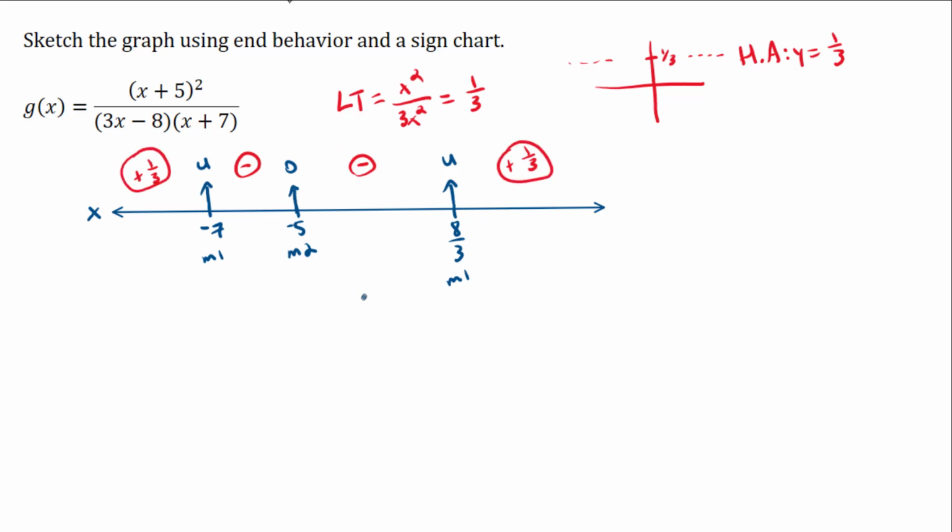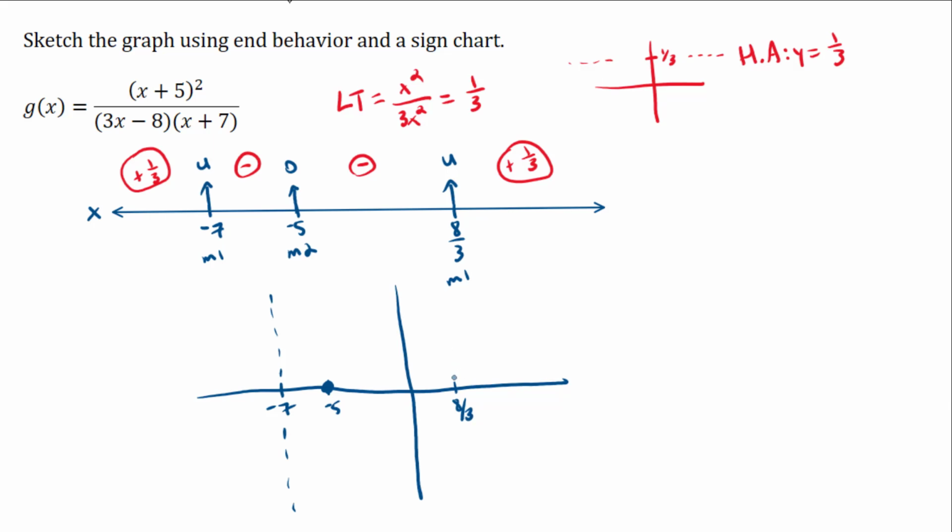Now we can graph it up. -7 is a vertical asymptote, x equals -7. -5 is an intercept, and 8/3 is a vertical asymptote at x equals 8/3. Then we better go ahead and mark a y value of 1/3 and sort of draw in this horizontal asymptote to help us with our end behavior.